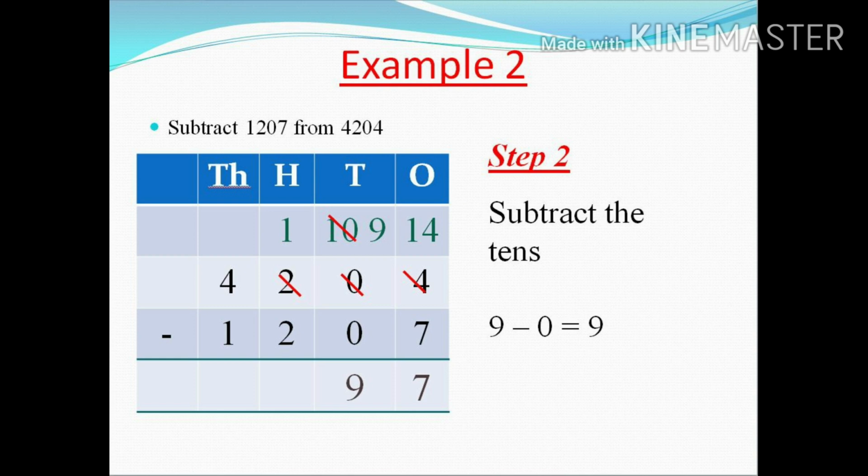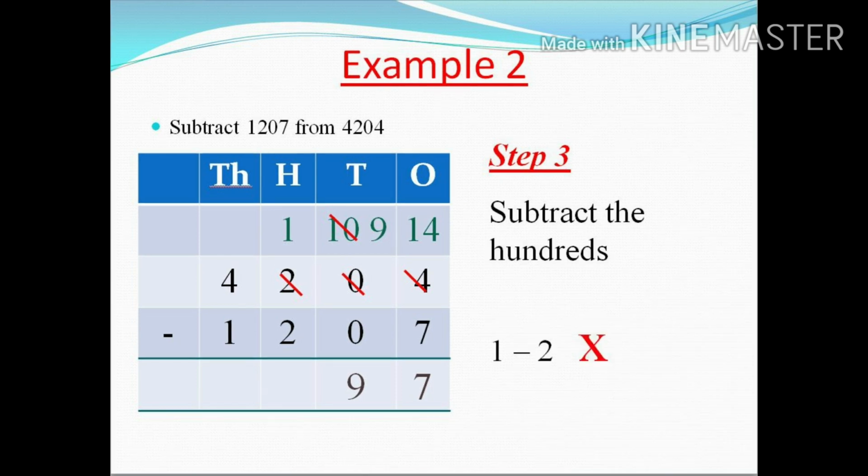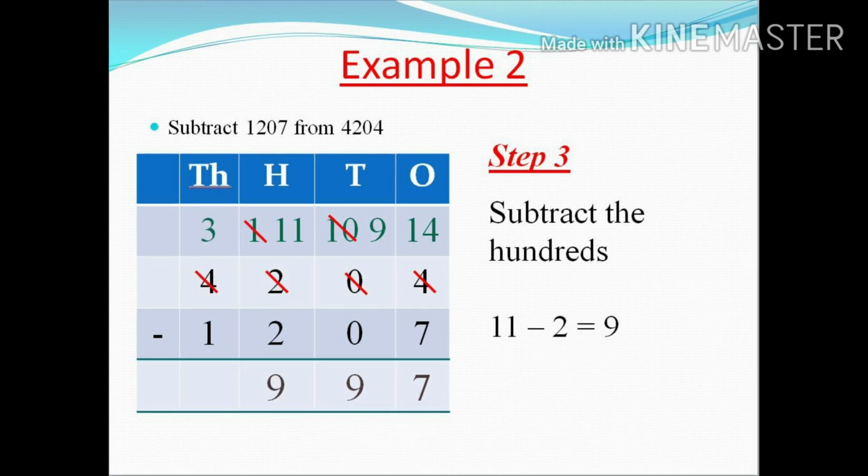Now, we subtract the hundreds. In the hundreds place, the first number has 1 and the second number has 2. We cannot subtract as the first number is smaller. So, we borrow 1 from the thousands place. The number in the thousands place will become 3 and the hundreds place will have 11. Now, we can subtract as 11 is bigger than 2. So, 11 minus 2 we get 9. Write it below the hundreds column.